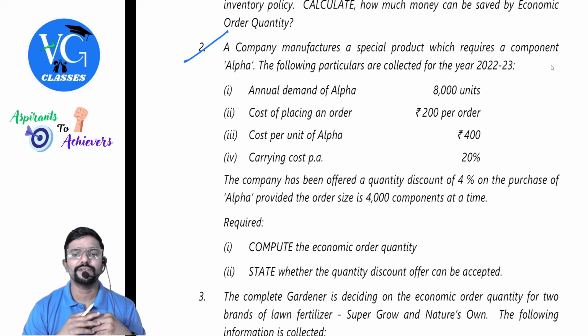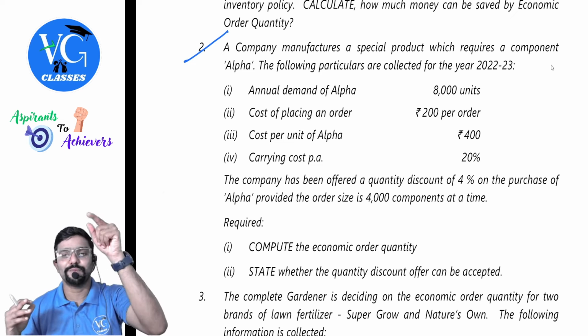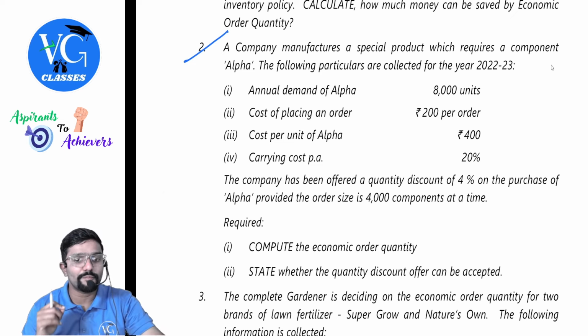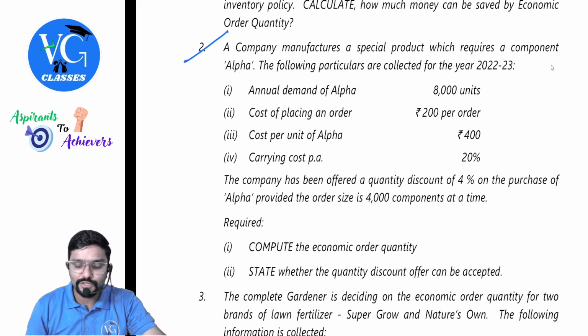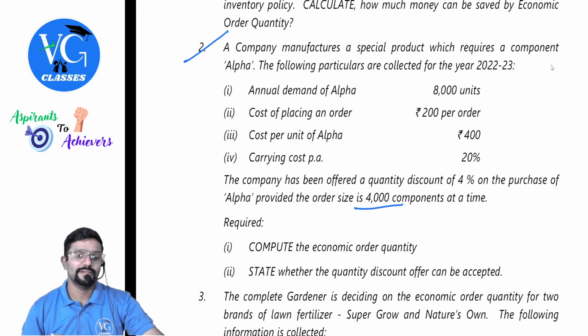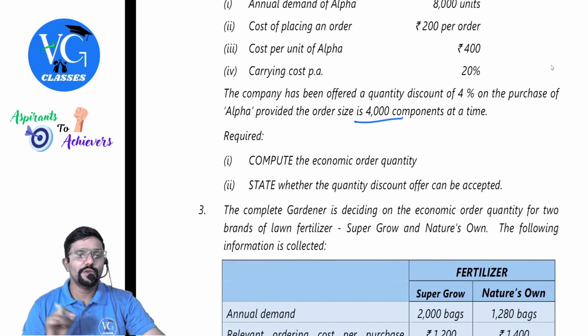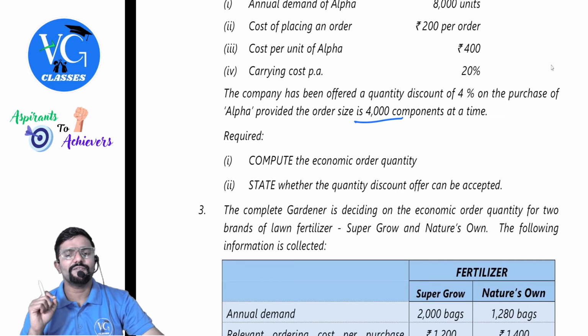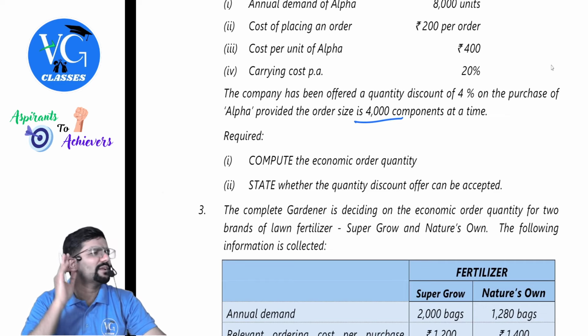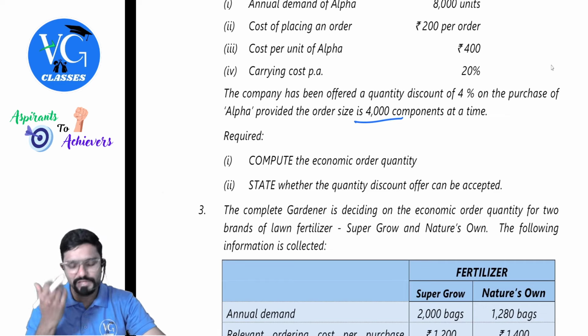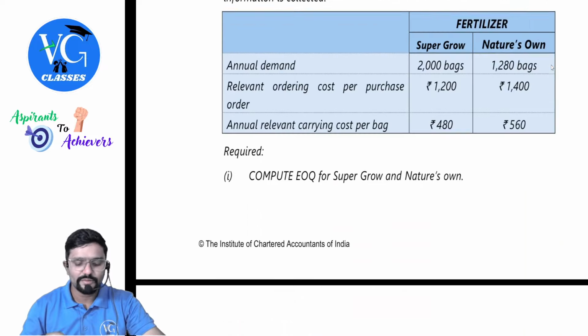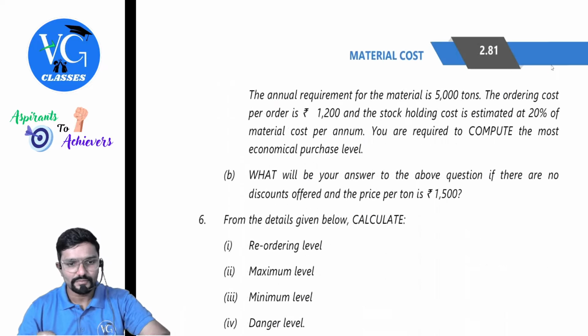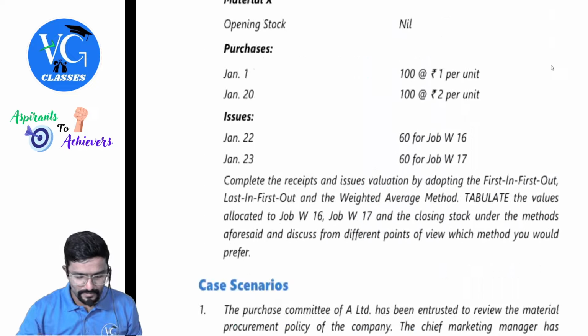The company has been offered a quantity discount of 4% on the purchase of alpha provided the order size is 4,000 components at a time. Required: compute EOQ, and state whether the quantity discount offer can be accepted. Very similar question we have done in the class, but the numbers are not the same, guys. Come to the solution.